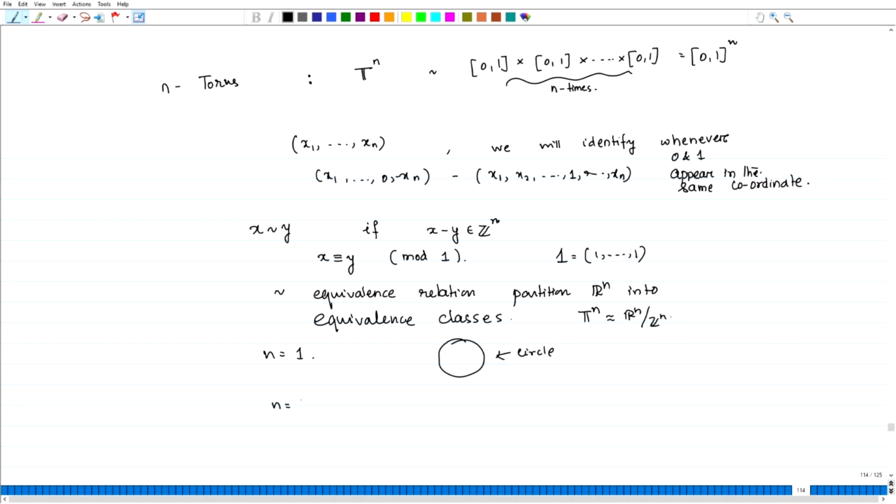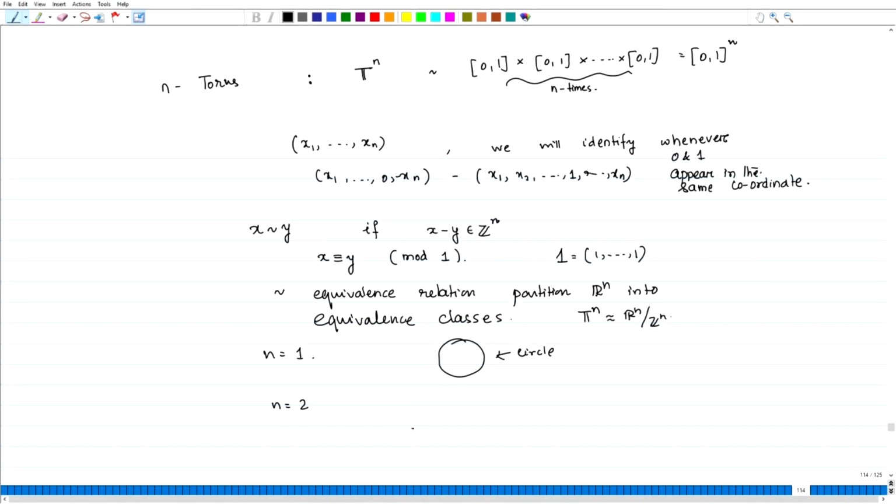And if I take n equal to 2, just imagine that this is the 0 1 by 0 1 square. First you join the left and the right sides together, and you get a kind of a cylinder. Now, the top and bottom edges are joined. So, what you get is a ring or a doughnut. This is the torus that we will get.